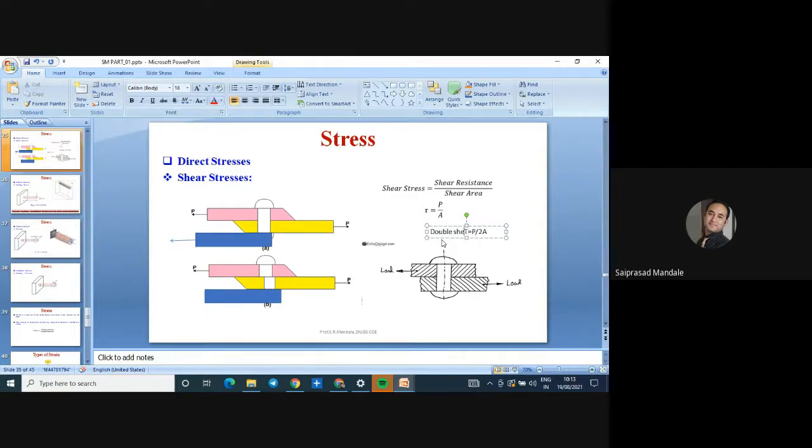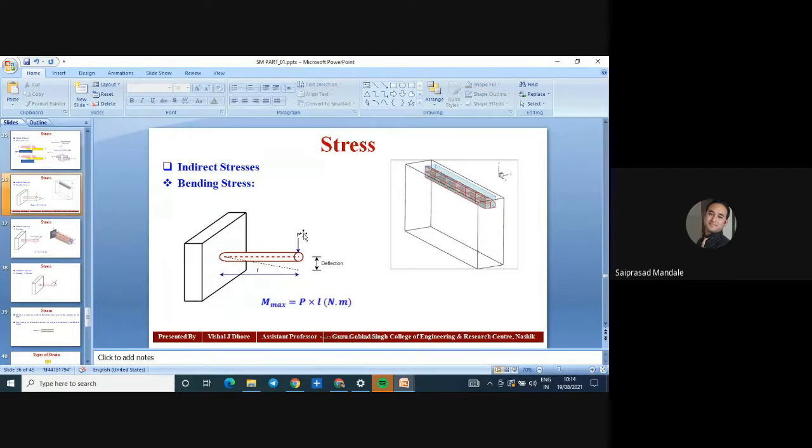Double shear failure. If it is double shear failure, are you getting my point? Why 2A? Can anybody tell me why 2A is there? There are two failure points. There are two failures of the rivet. So two areas we are going to consider. So tau is equal to P upon 2A. So this is a double shear stress or double shear failure.